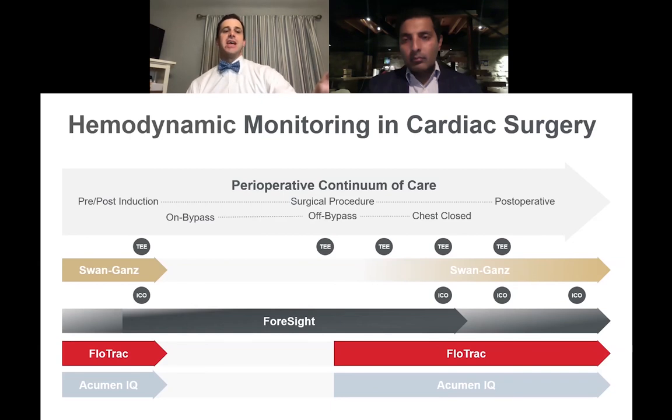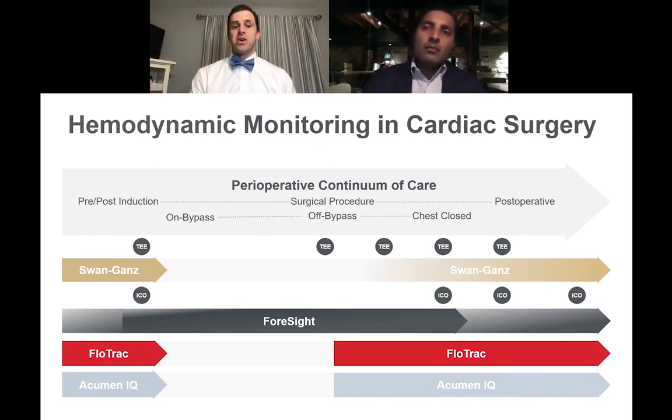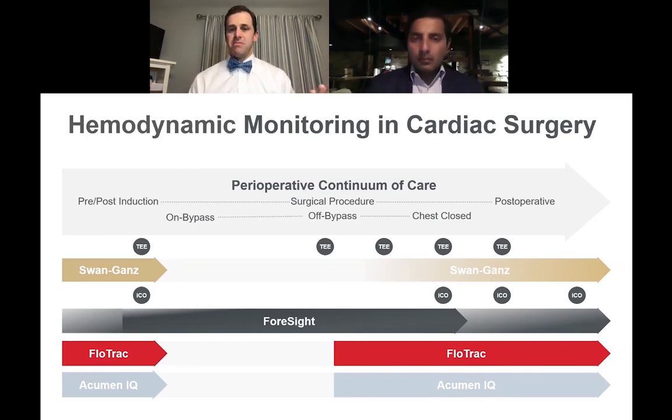We're going to use our TEE as we induce. We're going to get that down, and we're going to be watching the heart. Okay. The Swan-Ganz catheter is great as we are going into this pre-induction state. However, as we go on to bypass, the Swan means very little. Okay. It's going to be a little bit less good during that time where we're on pump. Coming off pump, we know there's a lag, okay, with the Swan. So maybe its utility is not particularly good there.